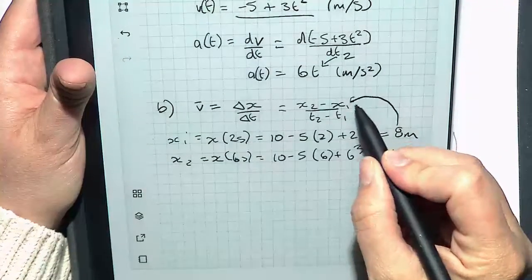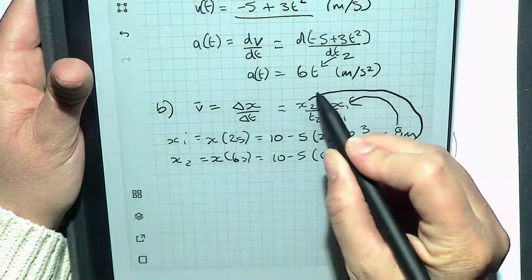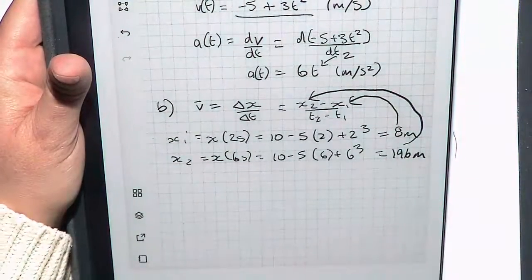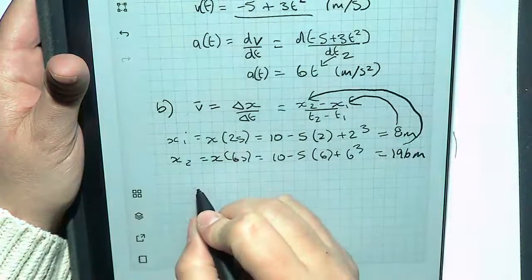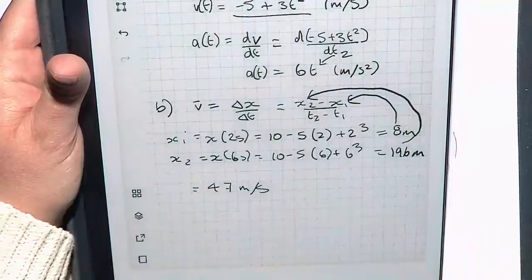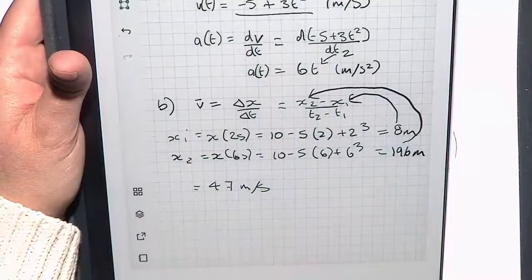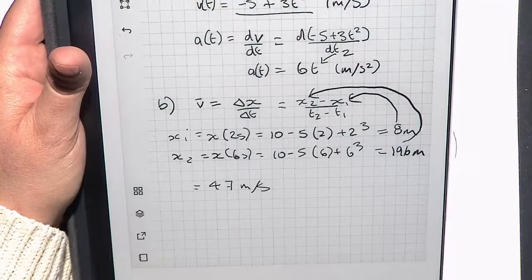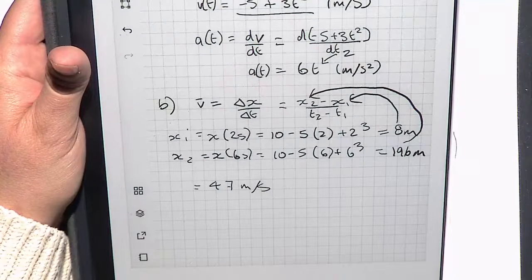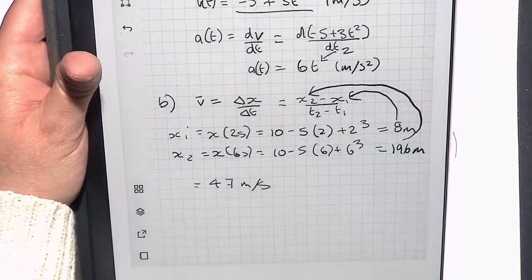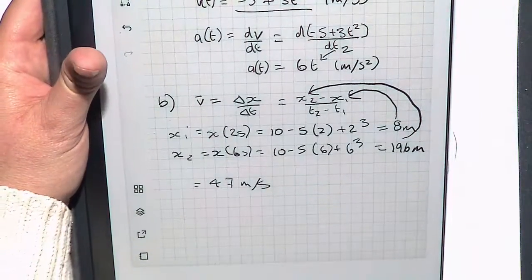So we have x1, x2, and we have our time as 6 and 2. So again, you can plug those in, and you should get 47 meters per second. So that's the average velocity. So what I'm going to do is I'll let you do the average acceleration at home, and it's also on the slides as well. So it's similar, you're just going to change this equation to average acceleration.